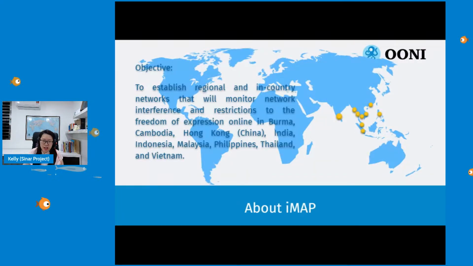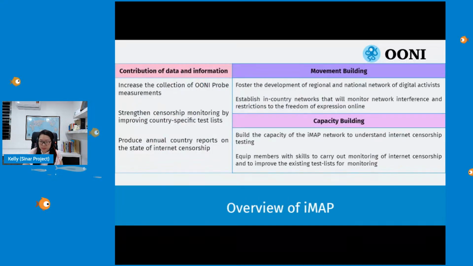So in IMAP, we are trying to establish regional and in-country networks that will monitor network interference and restrictions to the freedom of expression online in 9 countries and regions, which includes Burma, Cambodia, Hong Kong, China, which is part of China, India, Indonesia, Malaysia, Philippines, Thailand, and Vietnam. And what does IMAP cover? In IMAP, we are focusing on 3 core areas.